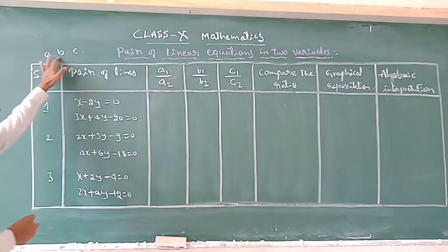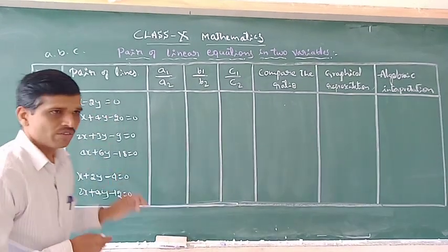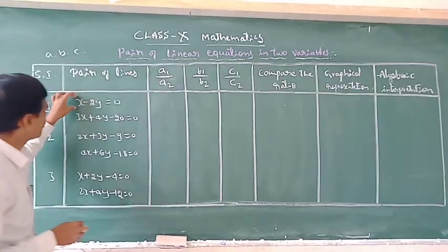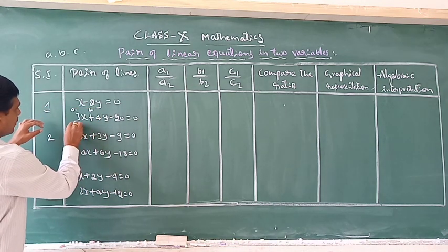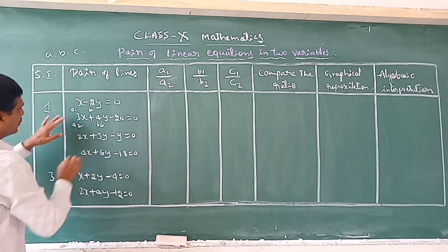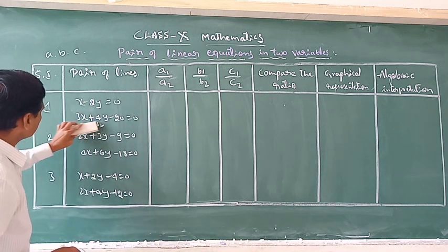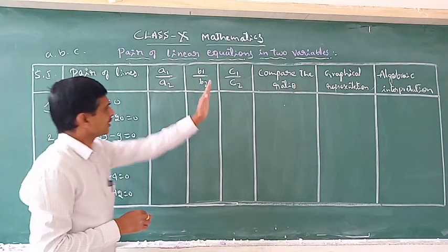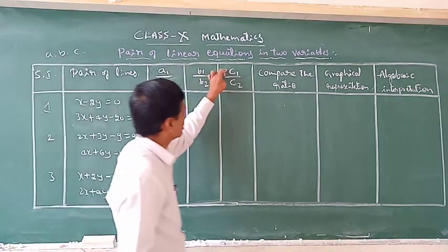So that is why consider a, b, c as coefficients of the given pair of linear equations. For example, in the first equation I take a1 and b1, and in the second equation a2 and b2. Like this, I will take their coefficients. Now here I have written the table. Look over here: the ratios a1 by a2, b1 by b2, c1 by c2.